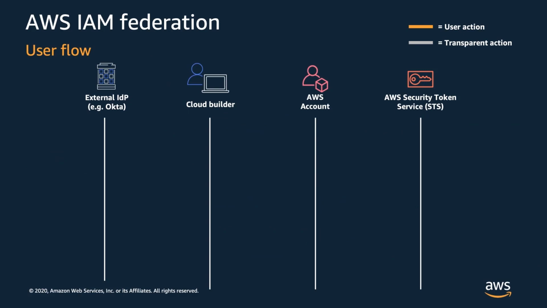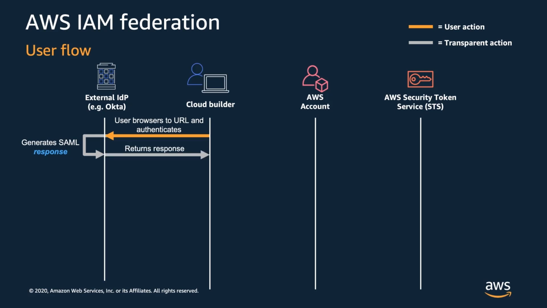So let's walk through the user flow. In orange, we're going to basically outline the user actions, and then in gray, we'll have the transparent actions that kind of happen behind the scenes. So first, we have a cloud builder that would browse to a URL and authenticate. The external identity provider, in this case Okta, would generate a SAML response. It would send that back to the browser. The browser would relay that response to AWS, and then AWS would present the user with a menu of roles that they could select.